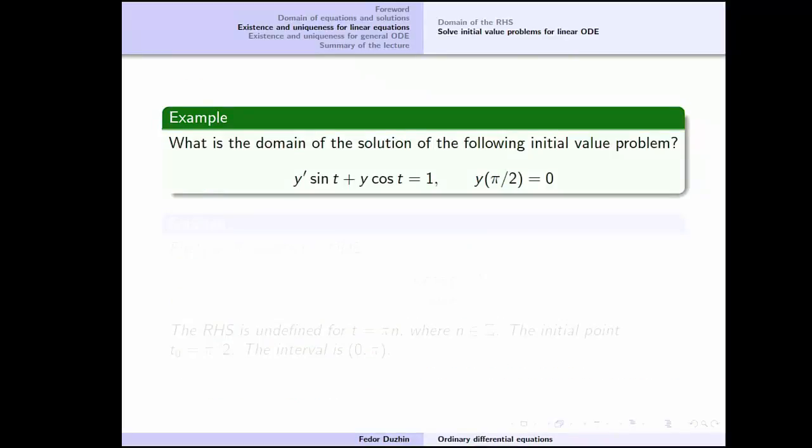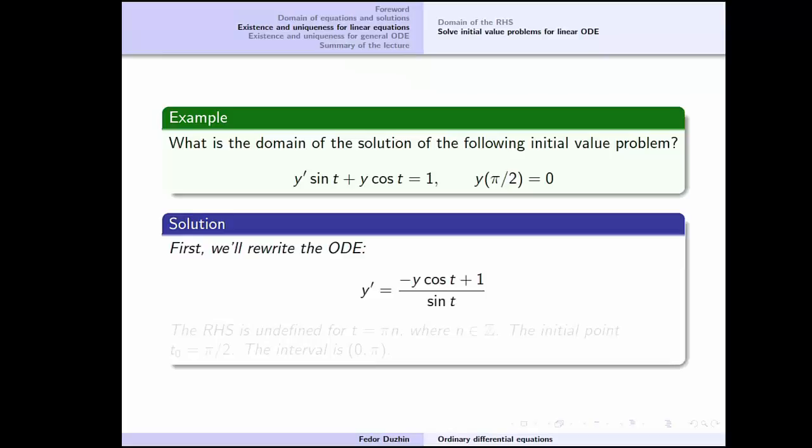So here is a very simple theoretical example. If we want to find the solution of this initial value problem, then the first thing we need to do is rewrite it in the form where the left-hand side is y prime and the right-hand side is the rest. And now notice that the right-hand side is undefined whenever sine t is 0. That happens if t is a multiple of pi. Since the initial point is pi over 2, the domain here is the biggest possible interval that does not include multiples of pi, which is from 0 to pi.